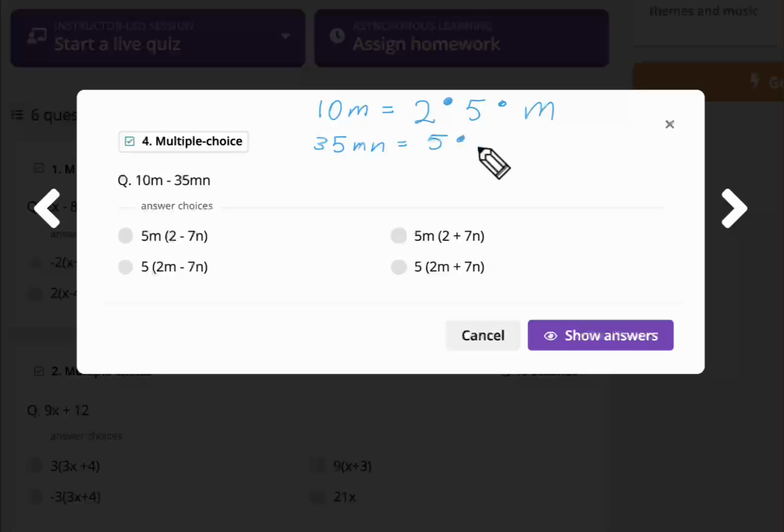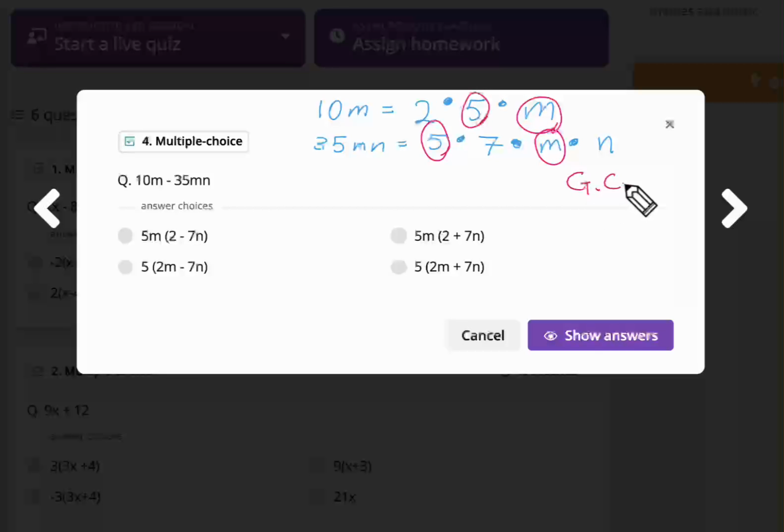5 multiply 7 multiply m multiply n. Okay, now what are the common factors? 5 and m. So the greatest common factor is 5m. Multiply them: 5 multiplied by m equals 5m. Okay, let's rewrite the expression using the GCF.